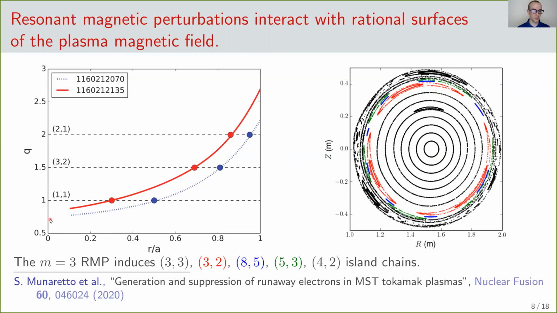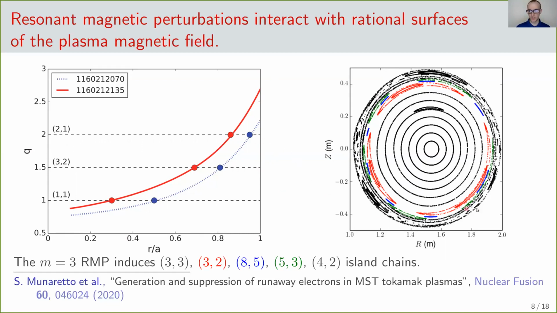So low Q is associated with a stronger twisting of the field. So when the value of Q has a low order rational value, then there's opportunity for that surface to be perturbed or have linearly growing modes.